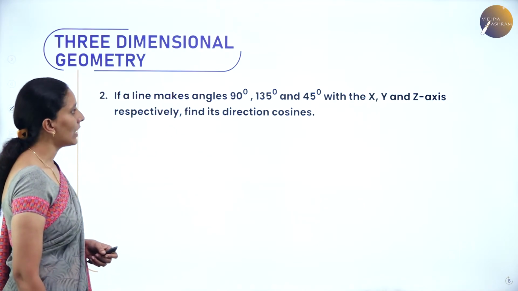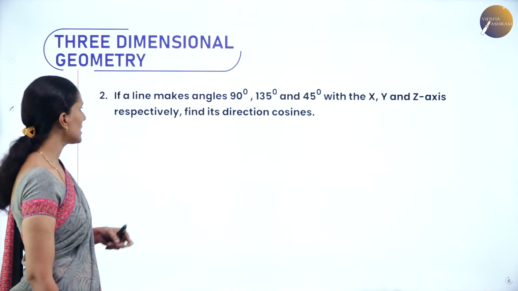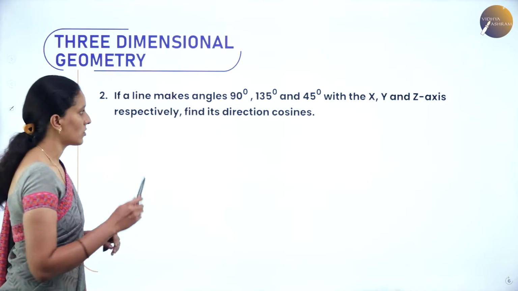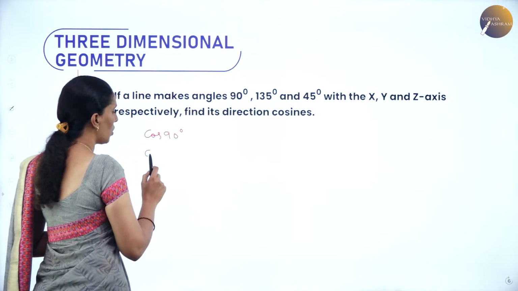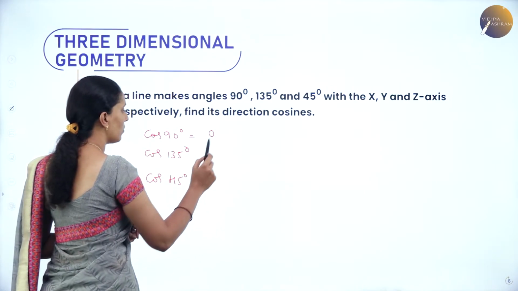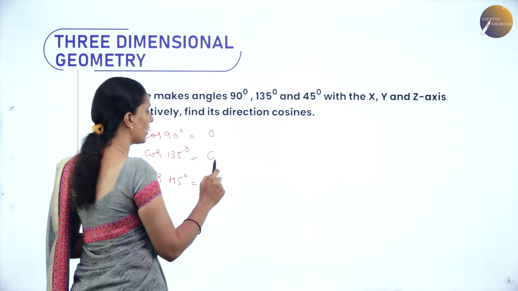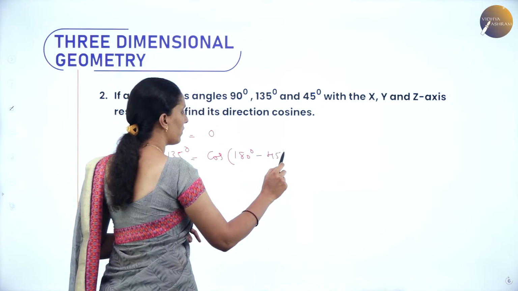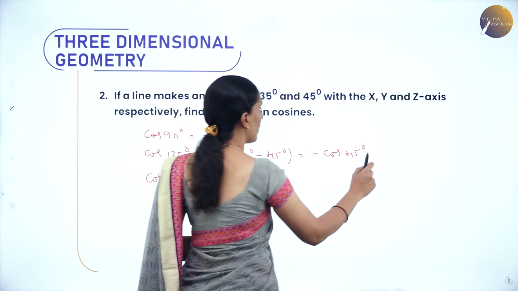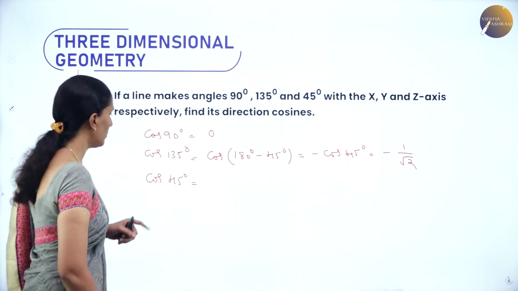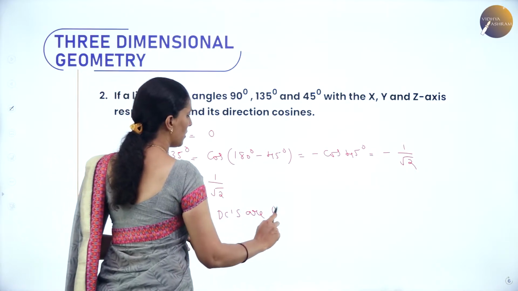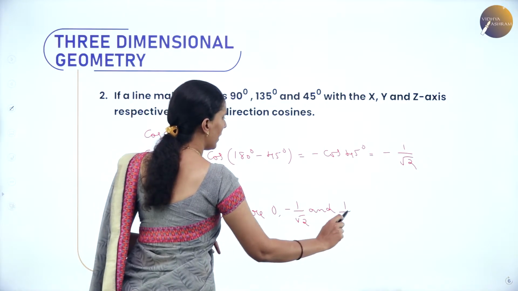Next, if a line makes angles 90 degree, 135 degree and 45 degree with the x, y and z axes respectively, find its direction cosines. Again, the direction angles alpha, beta, gamma are given and we need to find the direction cosines. So we are going to find cos 90, cos 135 and cos 45. Cos 90 is 0. Cos 135 lies in the second quadrant. We can write cos 135 as cos of 180 minus 45, which is minus cos 45, because cosine is negative in the second quadrant. Therefore the value is minus 1 by root 2, and cos 45 is 1 by root 2. So the direction cosines are 0, minus 1 by root 2 and 1 by root 2.